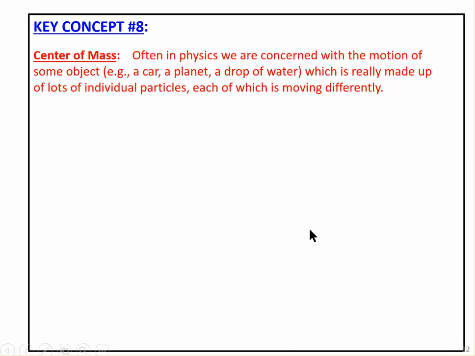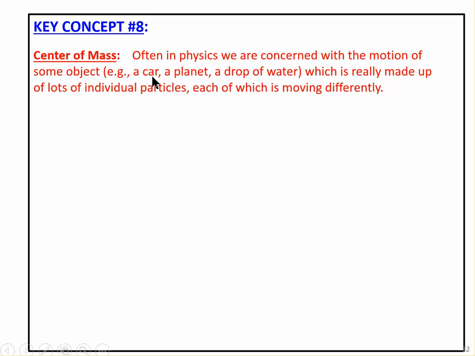Our next key concept has to do with something called the center of mass. See, very often in physics, we have some object, and it could be anything. It could be a car, a planet, a tiny little drop of water, and we're interested in understanding the motion of that object. But the object itself is actually made up of many, many individual particles. After all, a car is made up of many, many little atoms. Same thing for a planet or a drop of water. It's composed of tiny little particles.